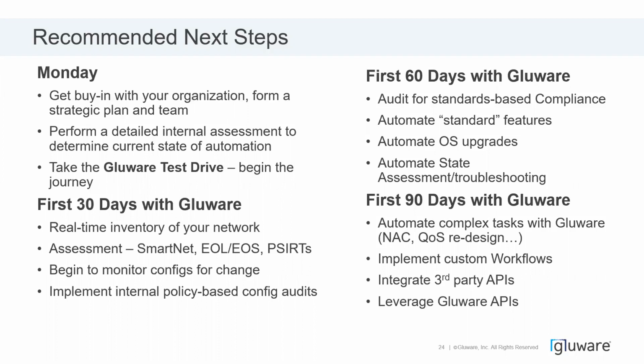Usually within those first 90 days is where customers have also begun implementing custom workflows that are solving very specific processes that they want to automate. Again, they could be deployment oriented or troubleshooting oriented or just network optimization oriented. This is also where oftentimes we're integrating third-party APIs. Usually those are done through workflows on things like ServiceNow and others.